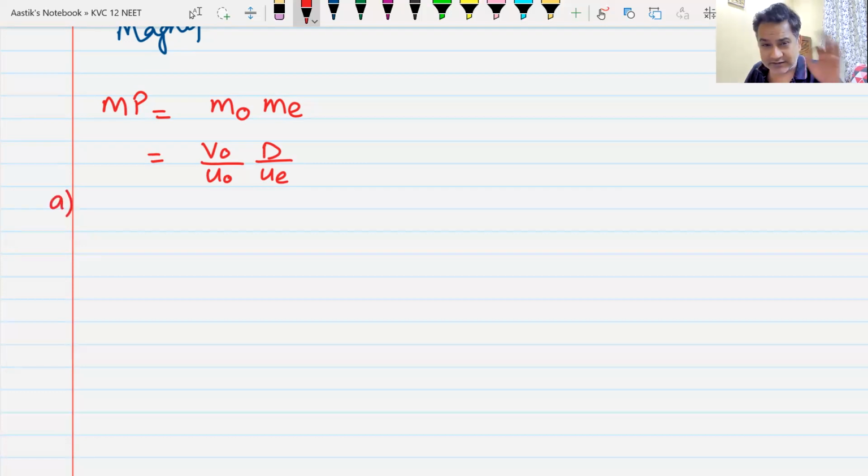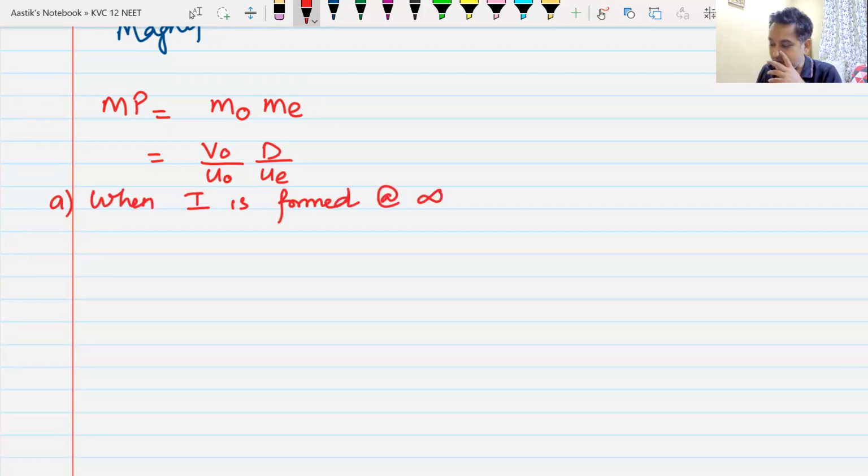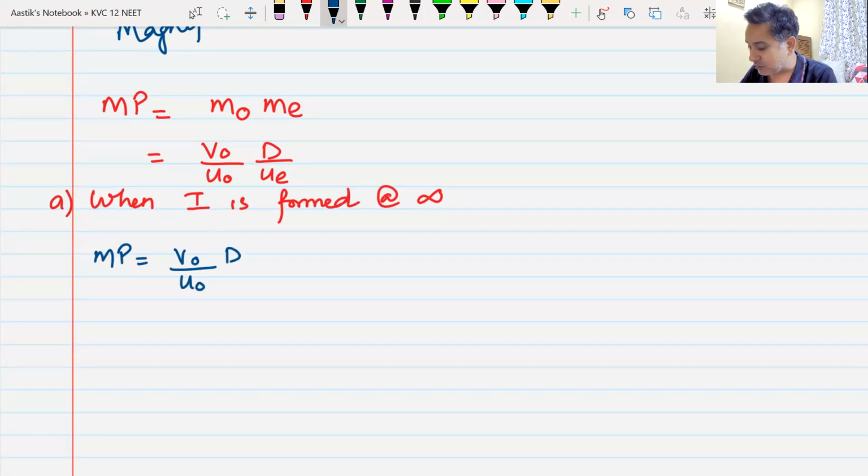Again, we have to find the answer in two cases. The first case is when the image is formed at infinity. Then what will be the magnifying power? Tell me fast. V naught by U naught will remain like this. UE will become equal to FE, so you can write it as D by FE. Do we understand this, my dear friends? Yes or no?